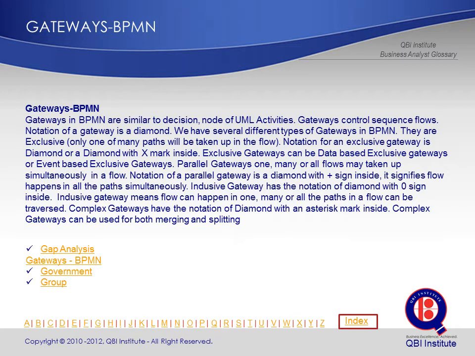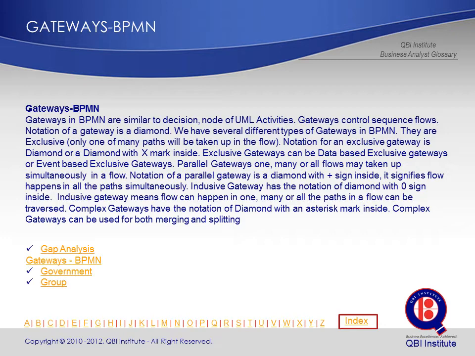Gateways in BPMN. Gateways in BPMN are similar to decision nodes of UML activities. Gateways control sequence flows. Notation of a gateway is a diamond. We have several different types of gateways in BPMN. They are exclusive. Only one of many paths will be taken up in the flow. Notation for an exclusive gateway is a diamond or a diamond with an X mark inside. Exclusive gateways can be data-based exclusive gateways or event-based exclusive gateways.